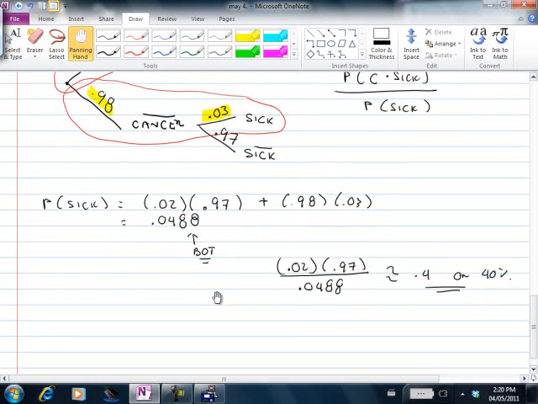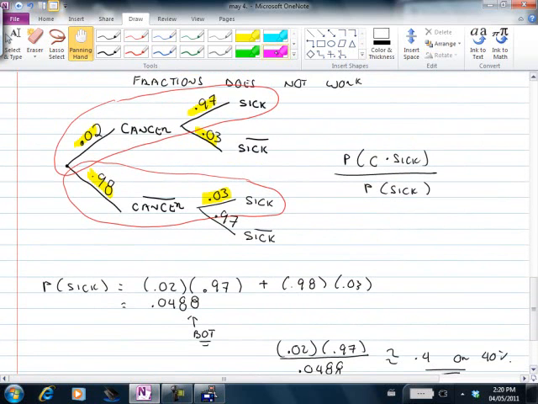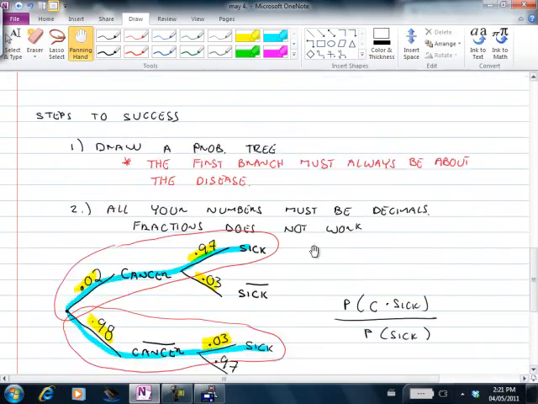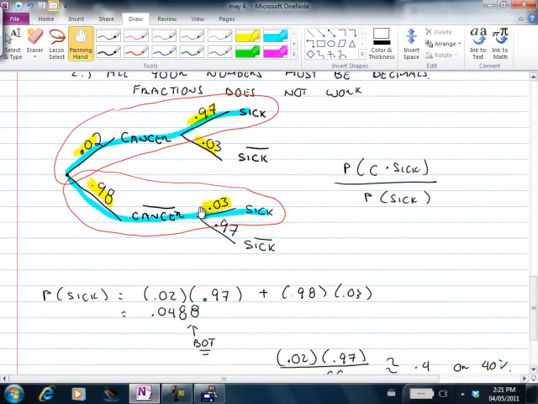Which one? 0.98 times 0.03? This one? Because to do the bottom part, I want sick, right? Would you agree there's two ways you can get sick? You can either have cancer and go the sick pathway, or you don't have cancer and go the sick pathway. So you find each pathway by multiplying them, and because there's an OR statement, you add this pathway and this pathway together, and you get the bottom number. Okay? 0.98, because 2% of the population have it, so 98%.